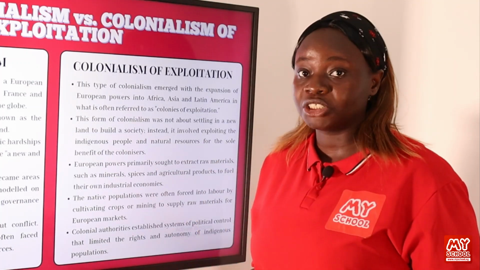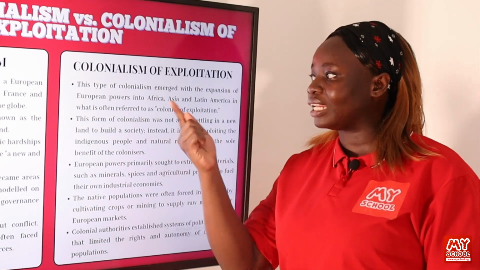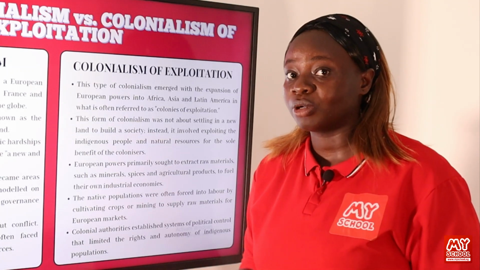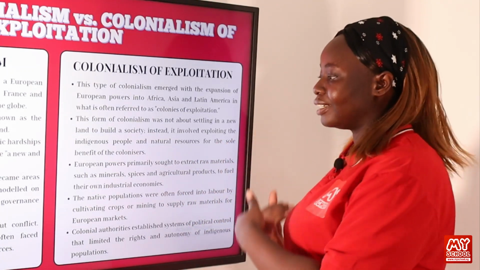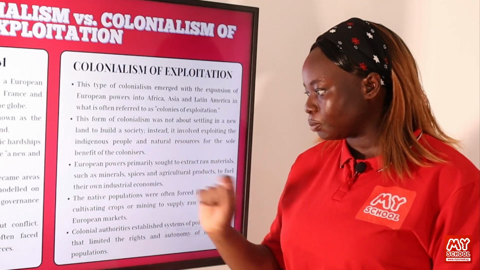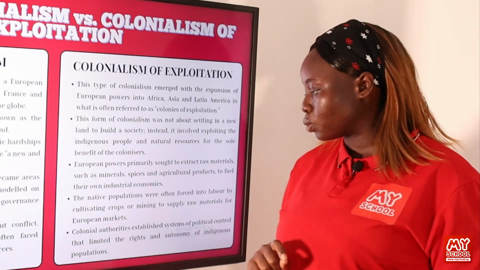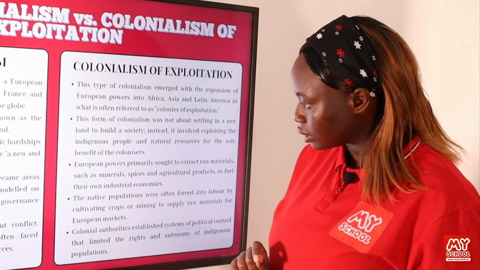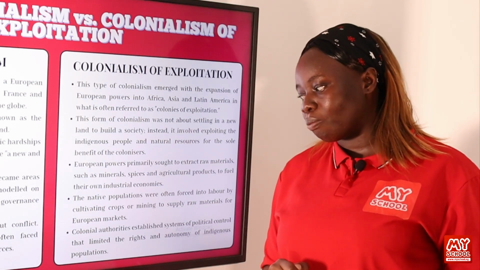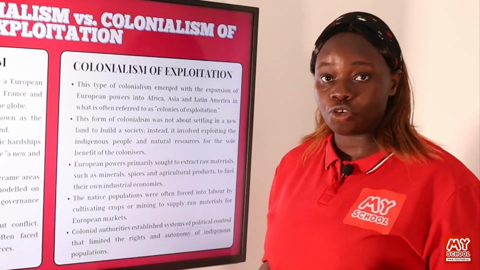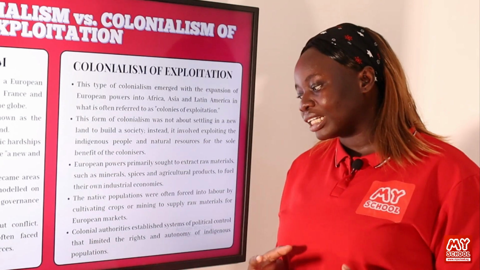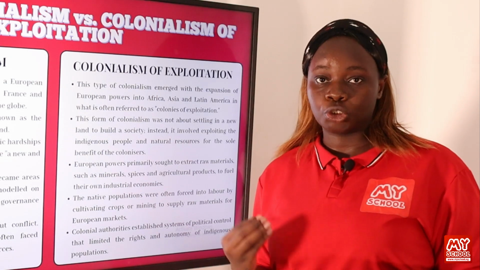They needed more raw materials for their industries, and this is the reason why they came to these territories in Africa, Asia, and Latin America, to source for raw materials so that they can take it to their industries. European powers primarily sought to extract raw materials such as minerals, spices, and agricultural products to fuel their own industrial economies. The native populations were often forced into labor by cultivating crops or mining to supply raw materials for European markets. Colonial authorities established systems of political control that limited the rights and autonomy of indigenous populations.